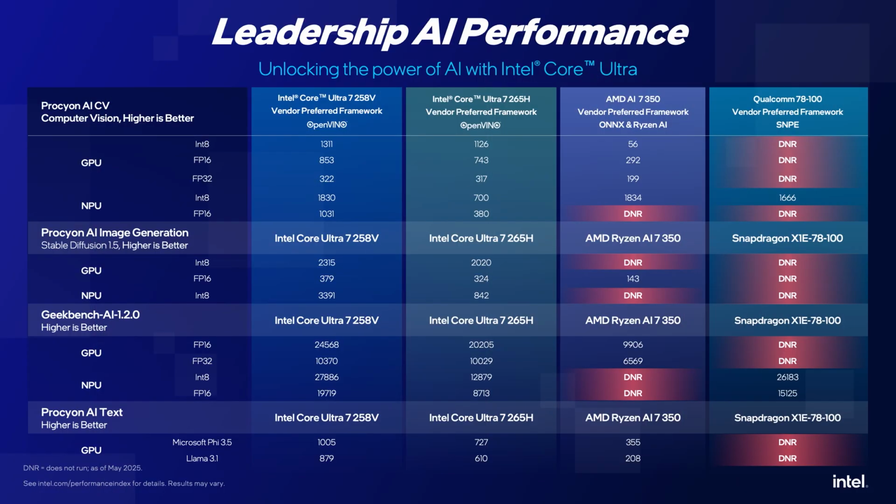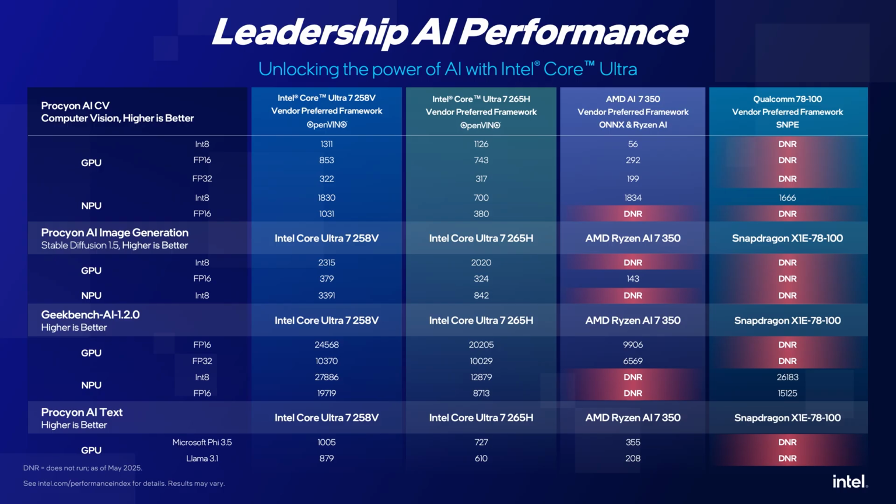Now let's talk about the AI capabilities. So on this slide, it's pretty complicated, but we have a number of systems represented here. This first column represents our Core Ultra 7 258V, which is our Lunar Lake-based platforms. The second column represents our Core Ultra 265H Arrow Lake platforms. The third column is AMD's current systems out there, and the fourth column is Qualcomm's X Elite. And this is showing the performance and compatibility across a number of the AI benchmarks used by the industry today, from Procyon AI Computer Vision, Procyon AI Image Generation, Geekbench AI, and the Procyon AI Text benchmark. And they show the performance of the GPU or the NPU in these particular benchmarks.